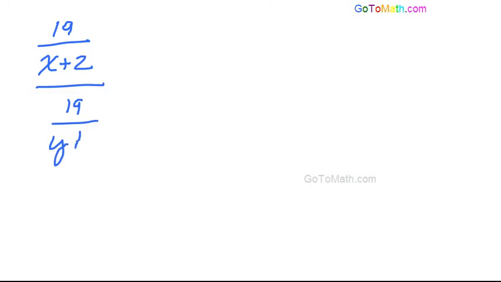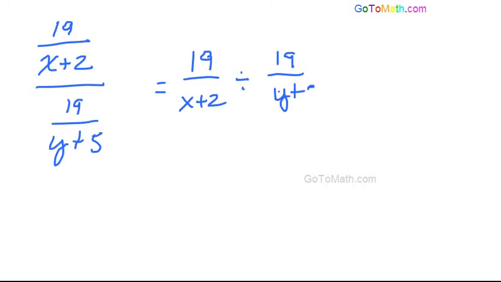How's that? So we have 19 over x plus 2, and that's all over 19 over y plus 5. So we're going to rewrite this as 19 over x plus 2. And it'll get to the point where you just kind of skip steps there. But we're not going to skip any steps just yet.